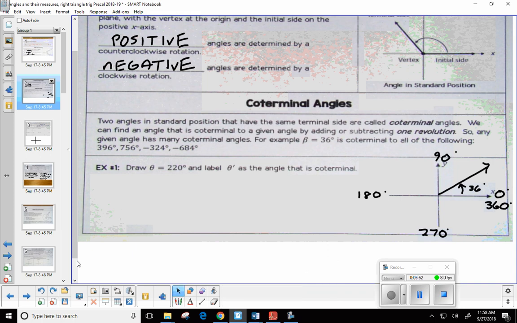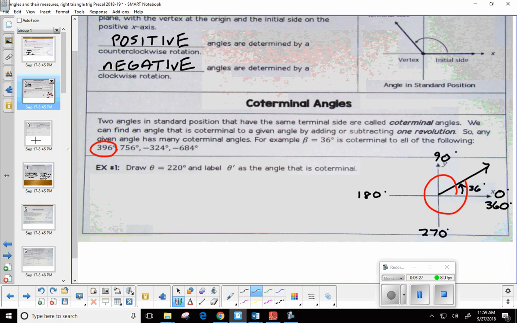Let's say I start in standard position. Well, if I just go ahead and rotate until I get to that terminal side, well, right now I'm at 36, right? And remember, I said to find those coterminal angles, you're just going to be adding and subtracting one revolution, 360. So if I go all the way back around until I hit it again, that would be what I'm referring to as coterminal. So what is 36 plus 360? 396, and you'll notice that's one of the coterminal angles they have listed here.